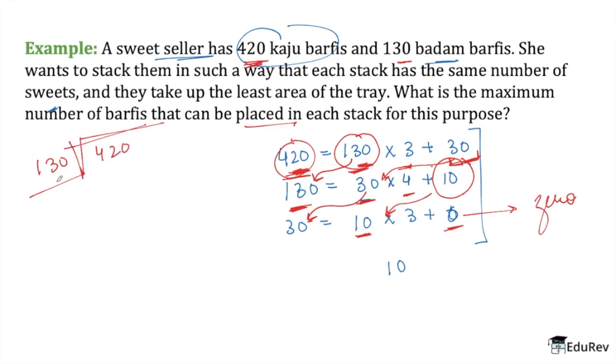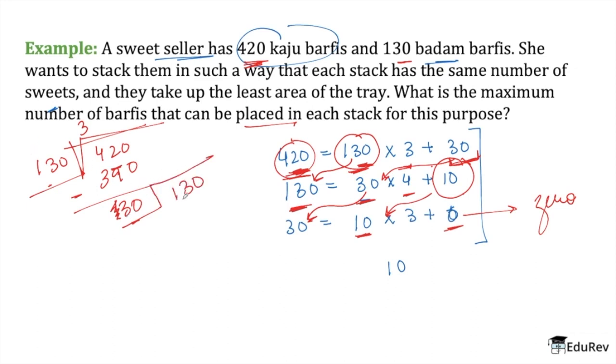So what you need to do is divide 420 by 130. Now we know that 130 times 3 is going to be 390. So when I subtract it, sorry, it's going to be your 30. So 30 comes up as your remainder. Now this remainder is going to form your next divisor, and your previous divisor will be your dividend now.